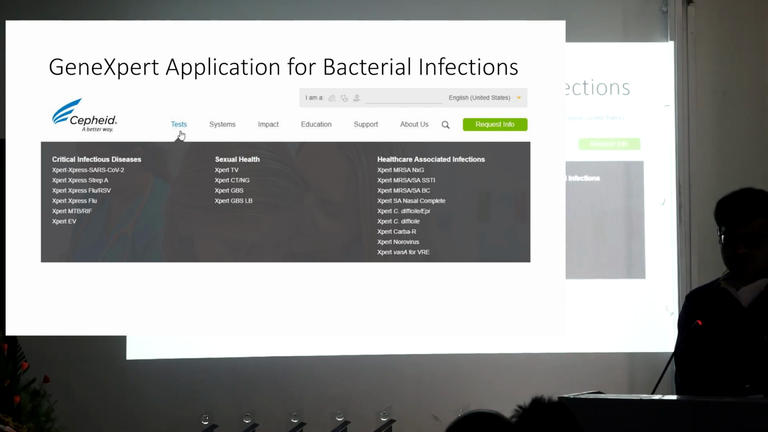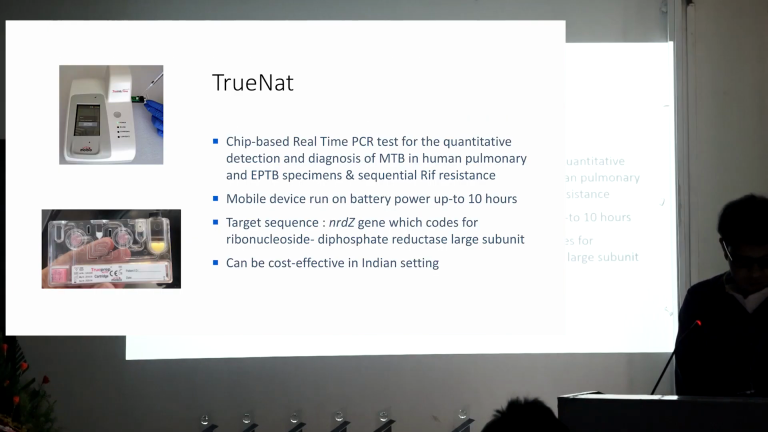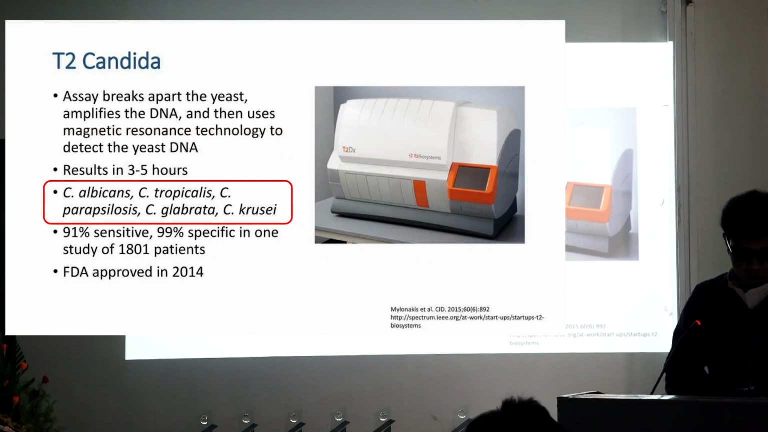On the Xpert platform that you have in your lab, you can do so many tests. This is an innovation from India, TrueNat. It is almost like GeneXpert, but the machine is quite small, and you can place it in your lab and do the tests.